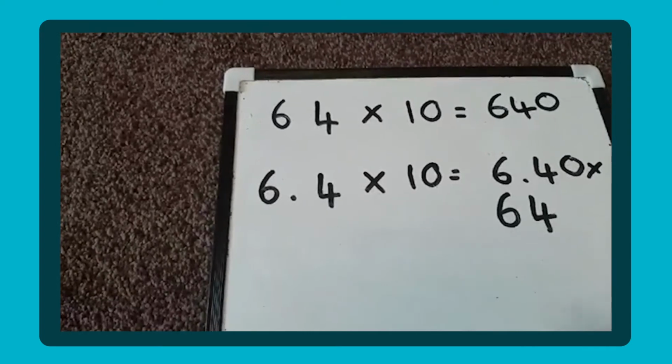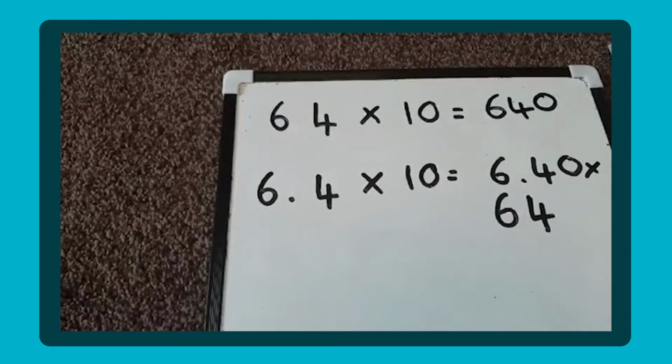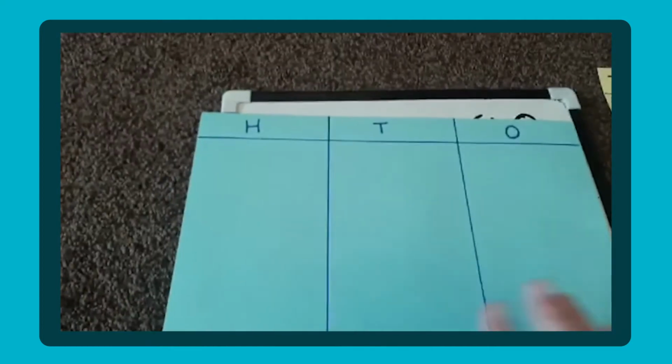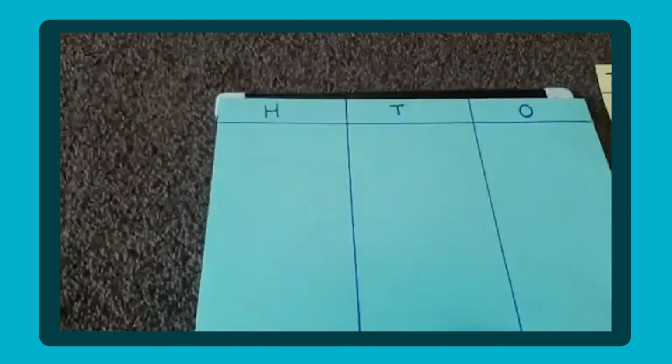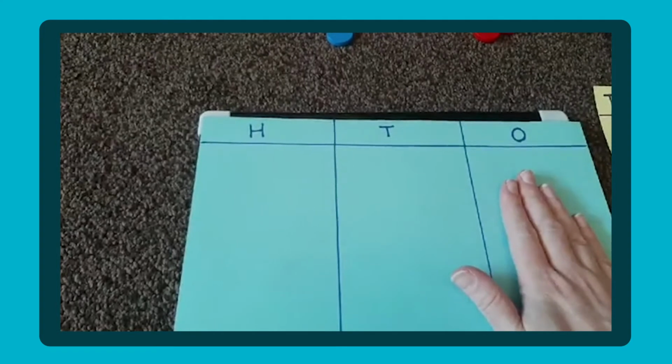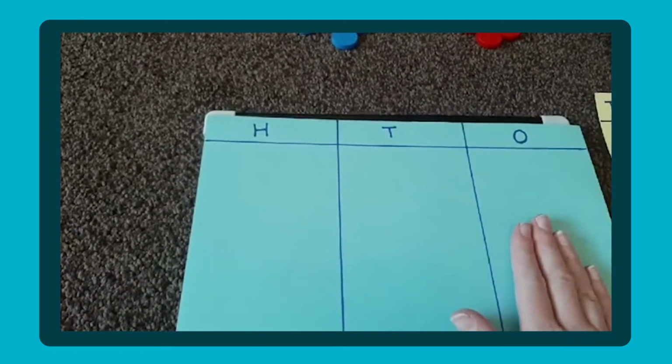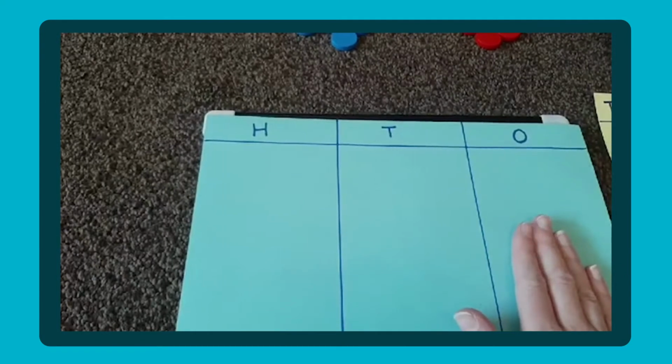Now a great way to show this is with a place value grid, which I've got here. So you can show children, you could put the number 6 in here, for example. When you multiply it by 10, you show that it moves into the 10s and we get a placeholder of a 0 going into the 1s column.